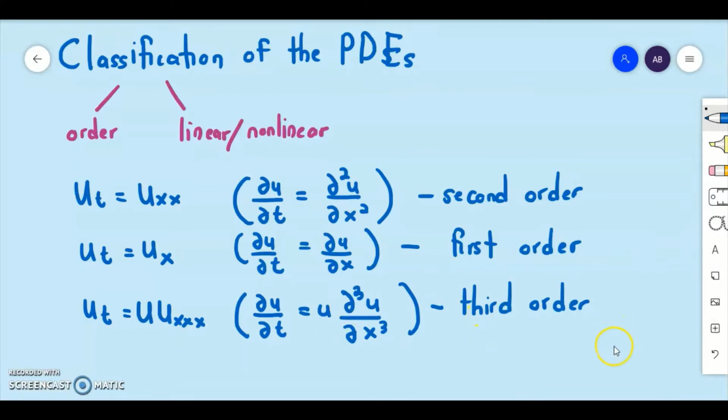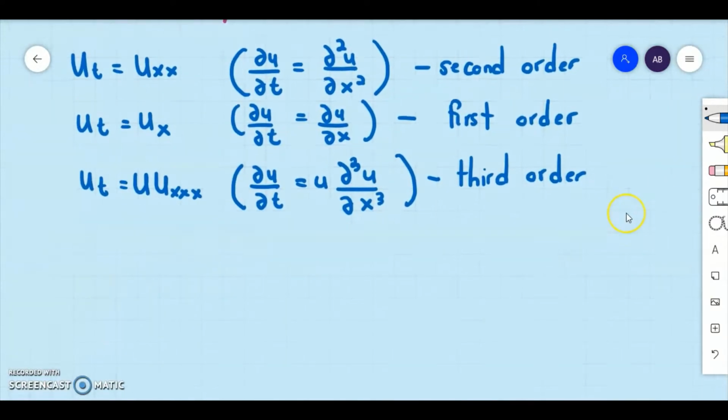Now, when it comes to linear and non-linear, to check whether the type is linear or non-linear, let's look at linear first. To have a linear PDE, what does it tell you about a linear PDE? We can introduce an operator. To define this linearity, we use an L operator.